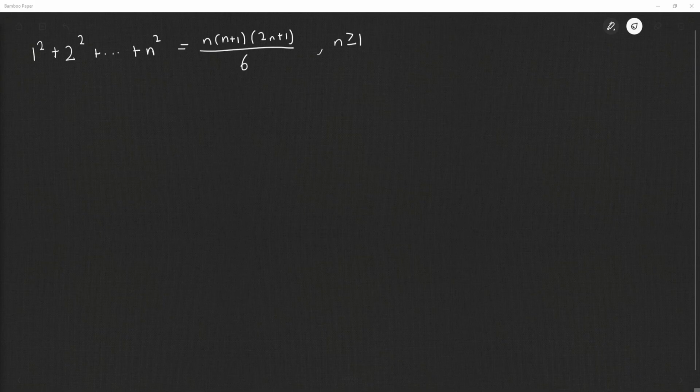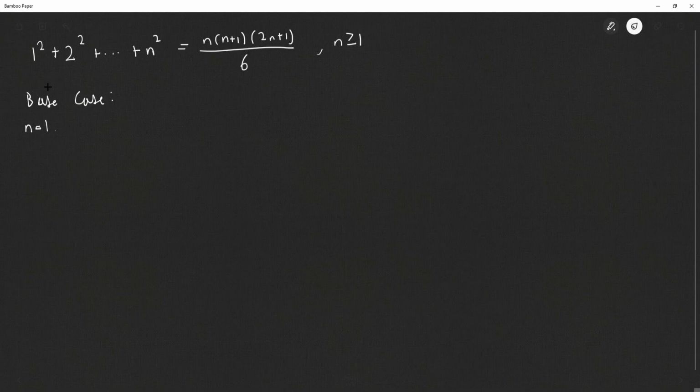So we're going to start off by proving the formula that 1 squared plus 2 squared all the way up to n squared is equal to n times n plus 1 times 2n plus 1 all divided by 6, where n is greater than or equal to 1. So the way we're going to do this is by mathematical induction. With mathematical induction, the first thing that we want to do is have a base case. So the base case for us is when n is equal to 1.